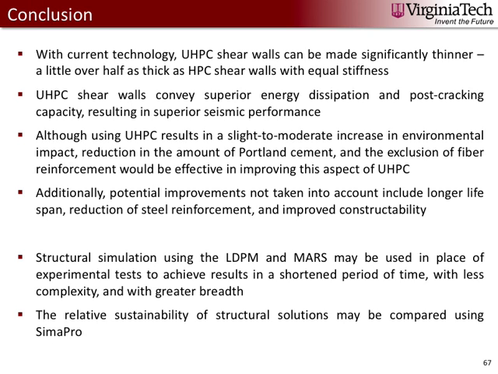So to conclude, with current technology, UHPC shear walls can be made significantly thinner, in this case a little bit over half as thick as HPC shear walls while maintaining equal stiffness. UHPC shear walls have at this thickness superior energy dissipation and post-cracking capacity, which results in better performance in earthquakes. And although using UHPC results in a slight to moderate increase in the environmental impact of the shear walls, the breakup of the constituent results show that reducing the amount of Portland cement used or microsteel fibers used would be very effective in improving this aspect of UHPC.